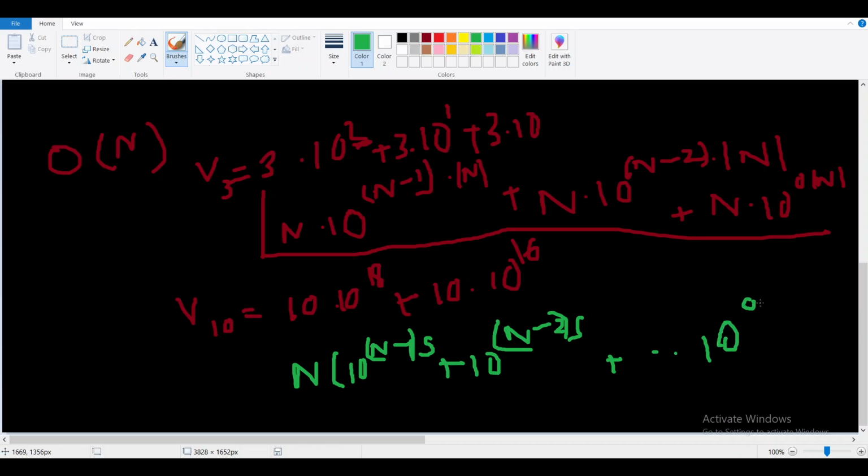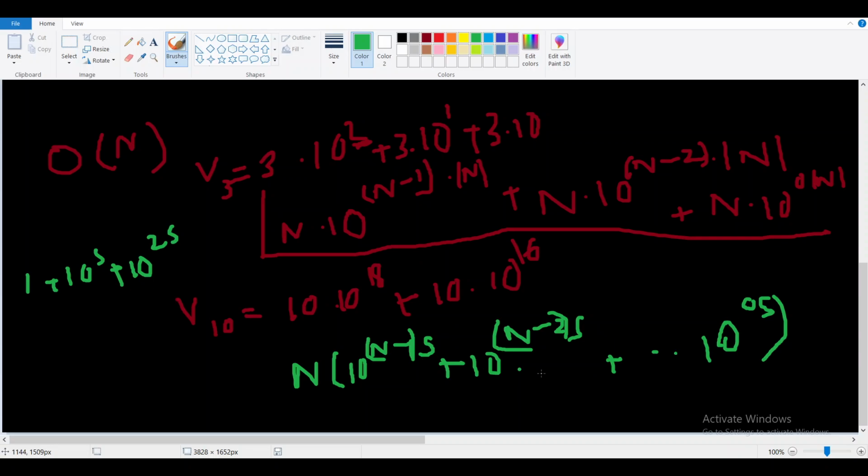10 to the power 0 into s. So you can see that this is a kind of a GP. Okay, this is a GP. The first thing will be 1, then this will be 10 to the power s plus 10 to the power 2s, like that. So this is a GP with the multiplier 10 to the power s.